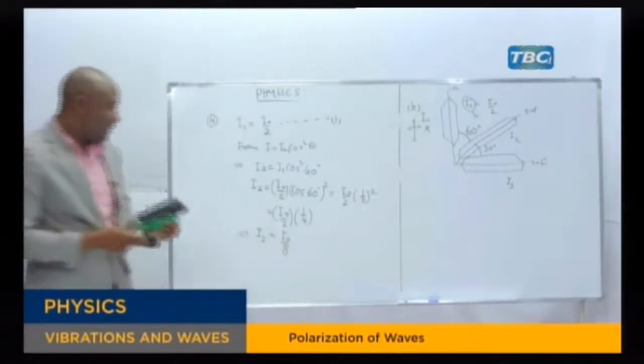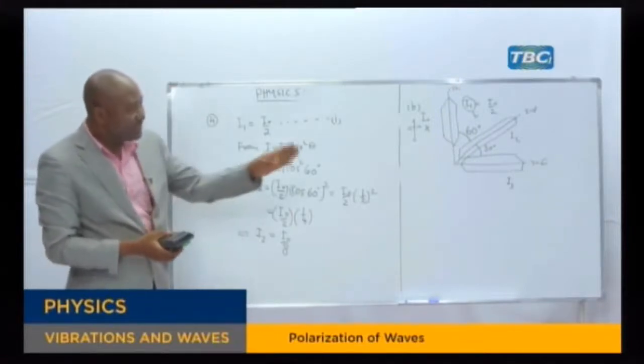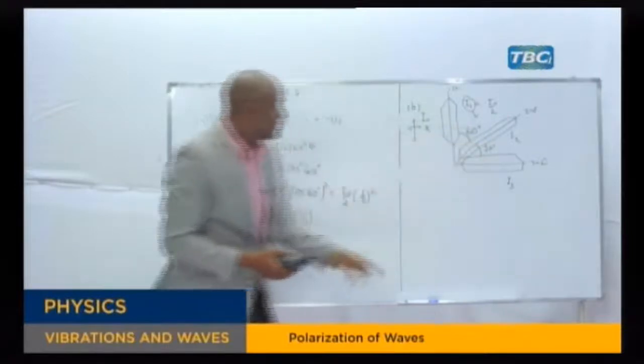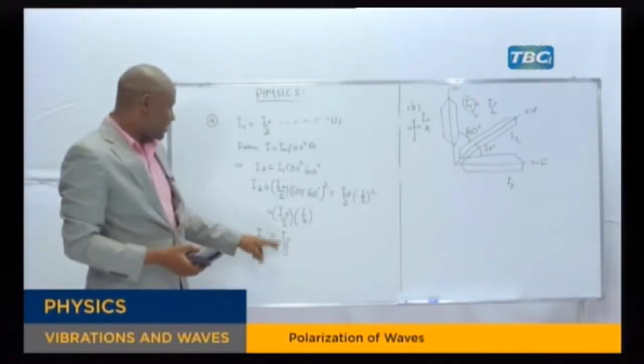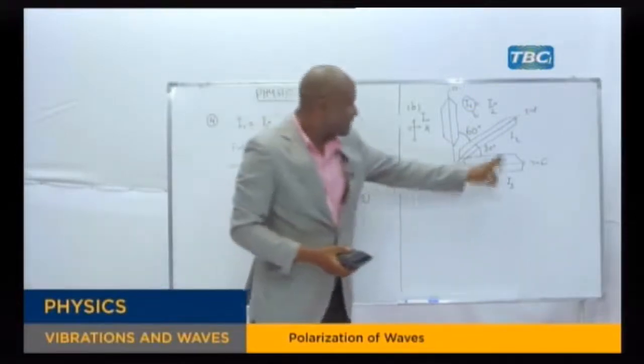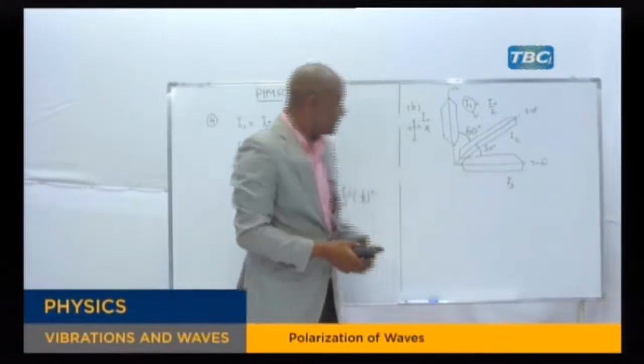So from there you can see how much will be produced from the second polaroid. From this we get I2 equals I naught over 8. What will be the final intensity from the middle polaroid to the last one?